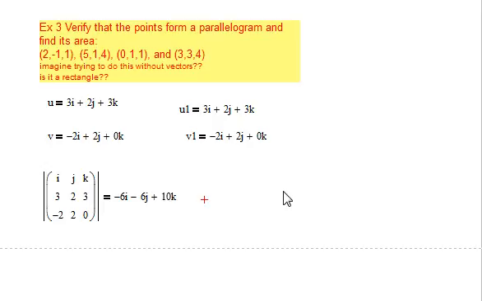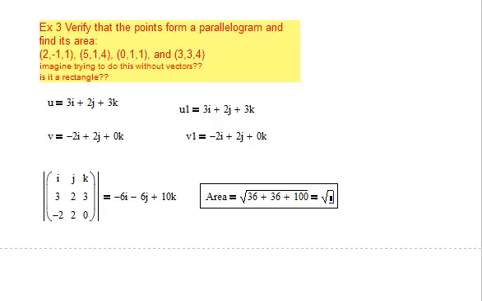But we really want to find the area, and the area is the length of that cross product, and the length of that cross product is going to be the square root of negative 6 squared plus negative 6 squared plus 10 squared. So that would make it square root of 172, and miracle of miracles, since 72 is divisible by 4, the number 172 is divisible by 4, that happens to be 2 times the square root of 43. Okay, we've got the area of this parallelogram.